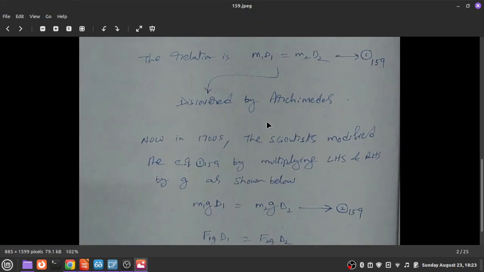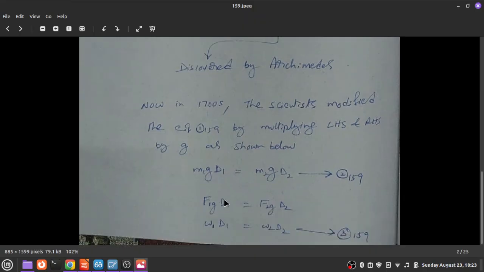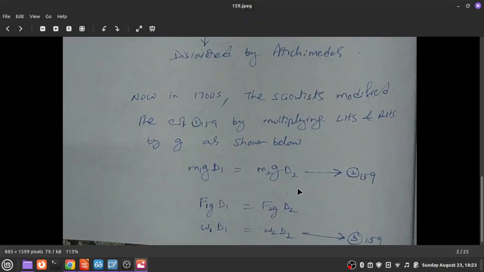Suppose you multiply both sides by small g, the left hand side and the right hand side. Then m1 into g is gravitational force. Therefore, you can express the Archimedes principle in terms of gravitational force like this: F1 d1 equals F2 d2, where the gravitational force is called weight. Therefore, w1 d1 is equal to w2 d2. This is what we use at the present day. In this formula you are finding weight and distance, or force into distance. That force into distance later becomes moment.